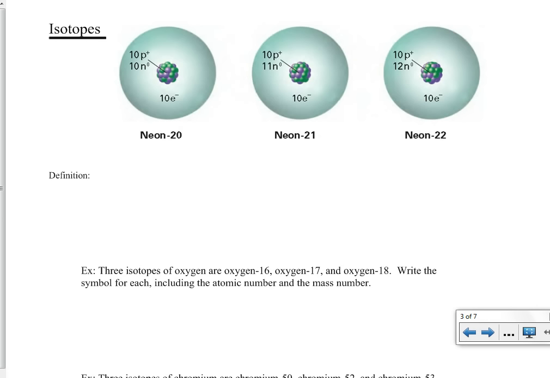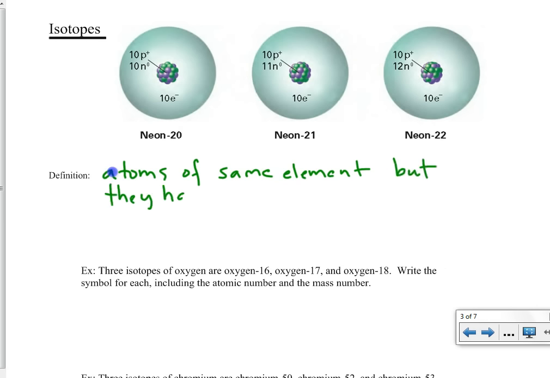Isotopes are, we're finding the definition, atoms of the same element but they have a different number of neutrons. So what does that really mean?